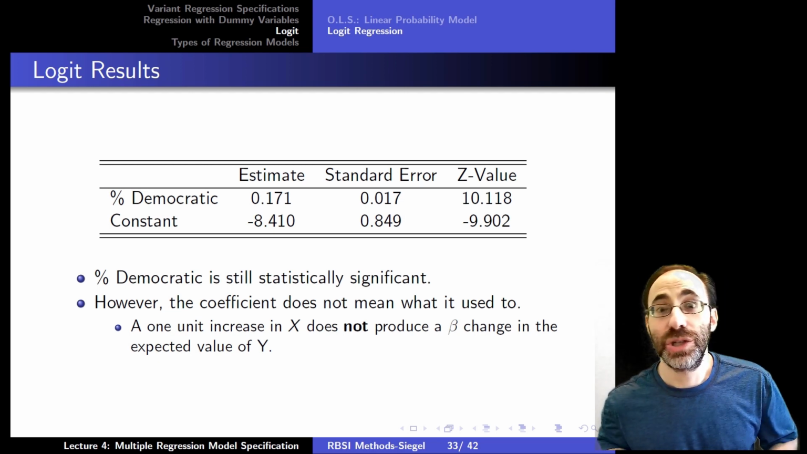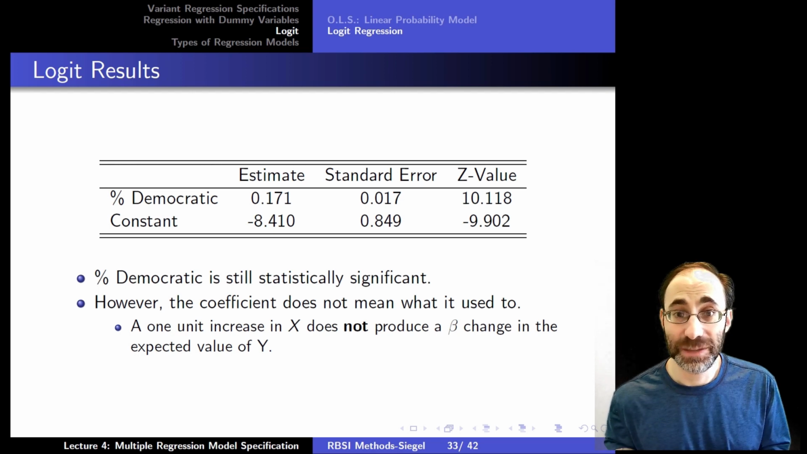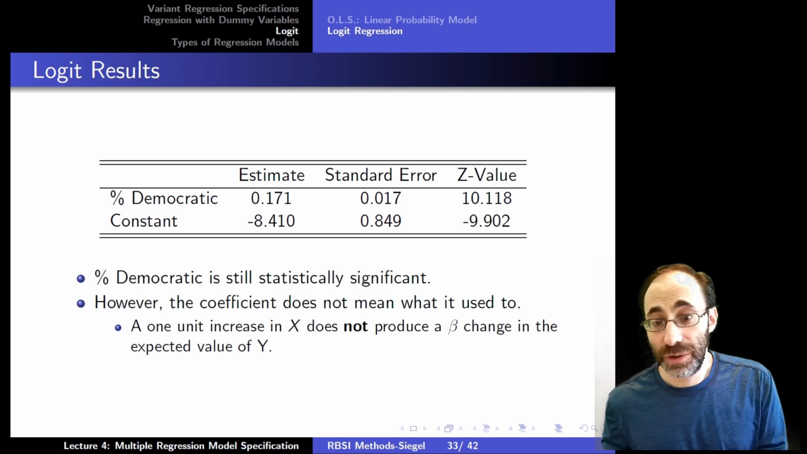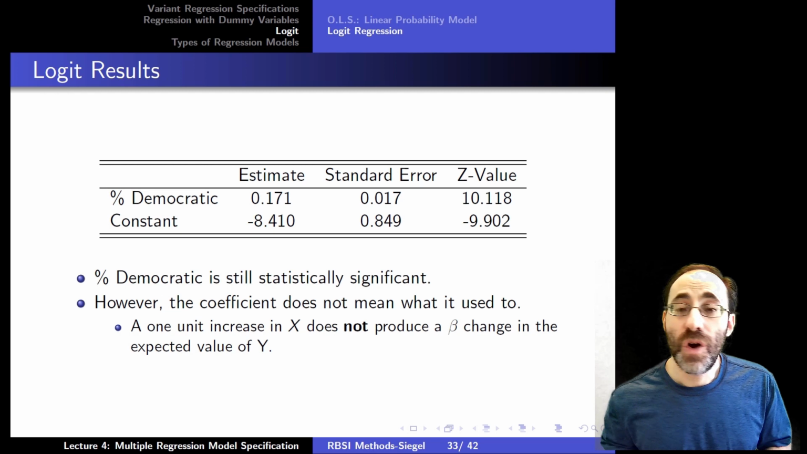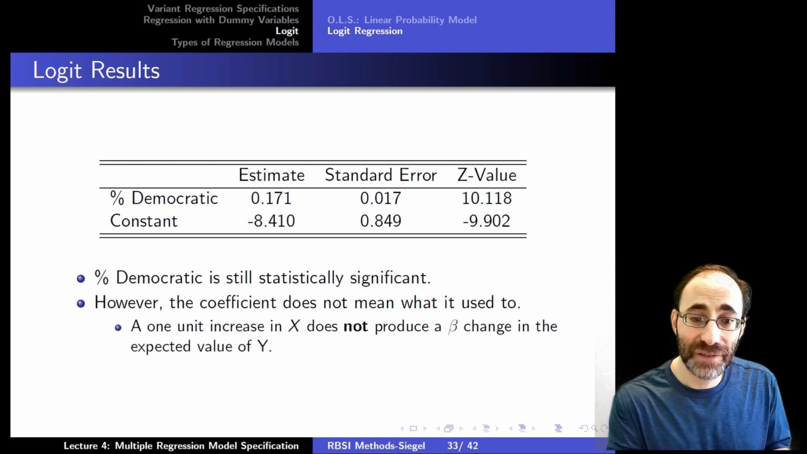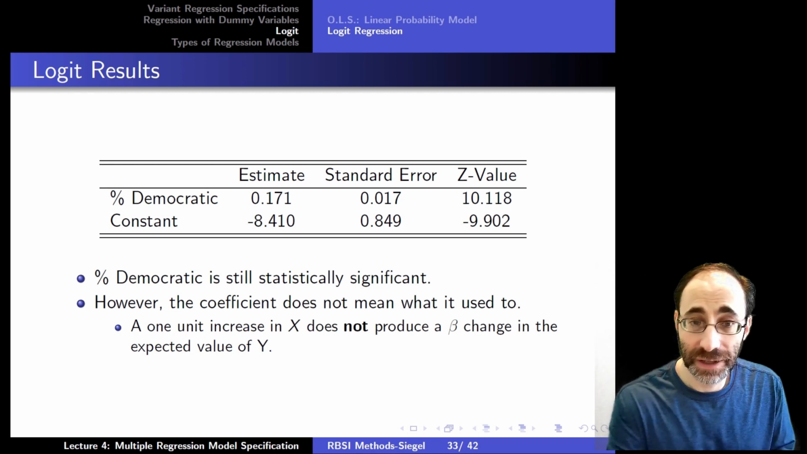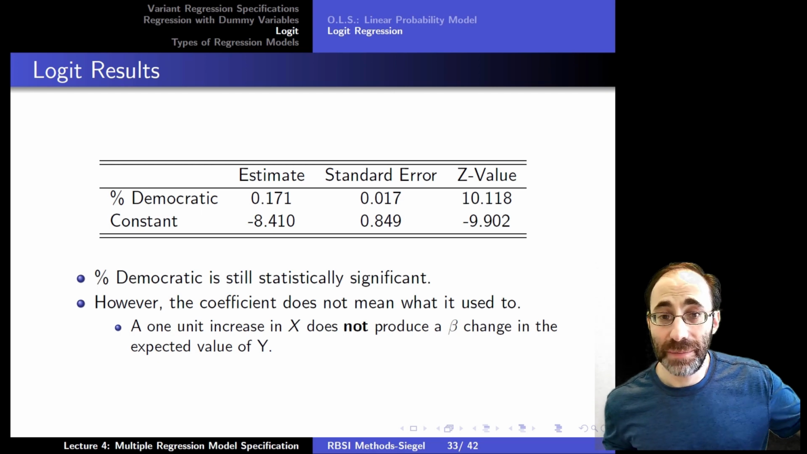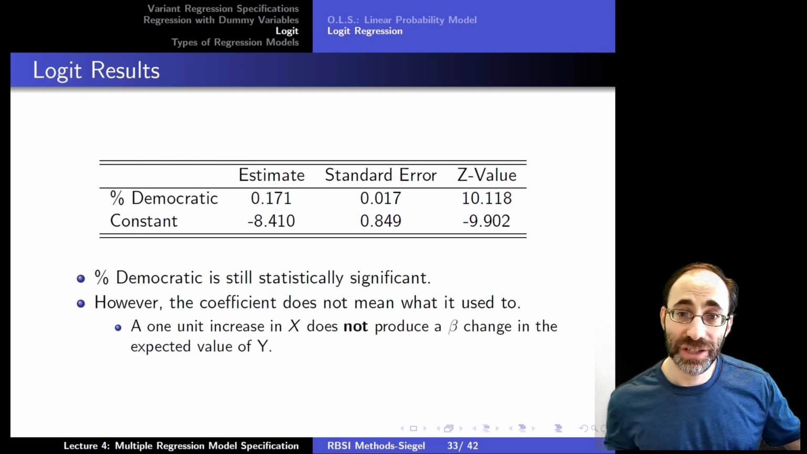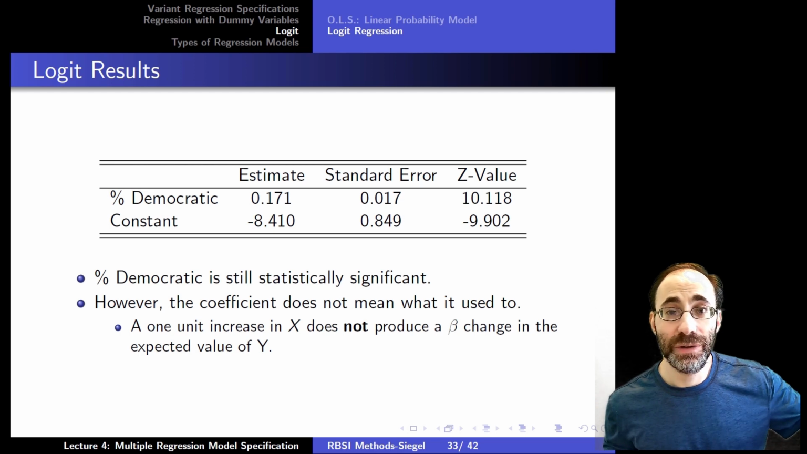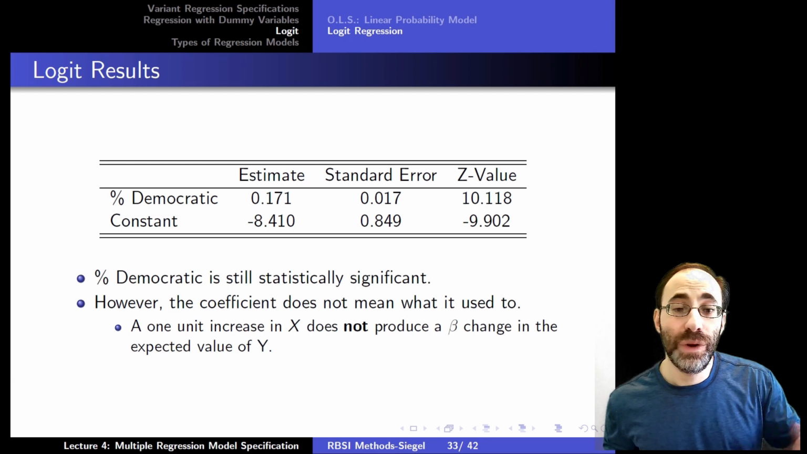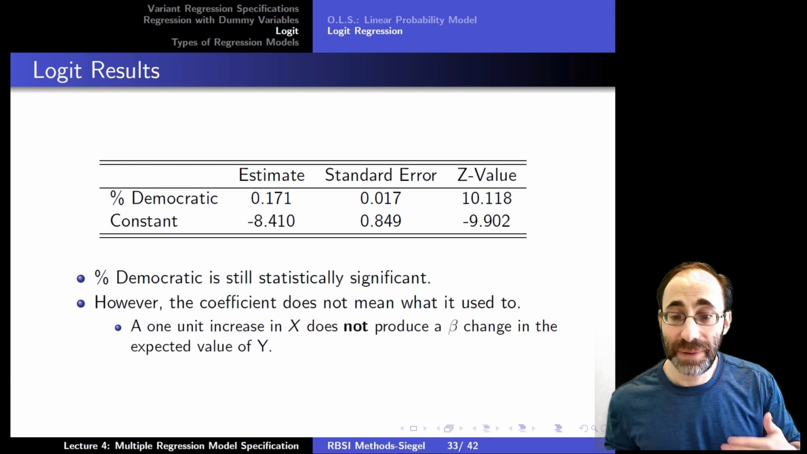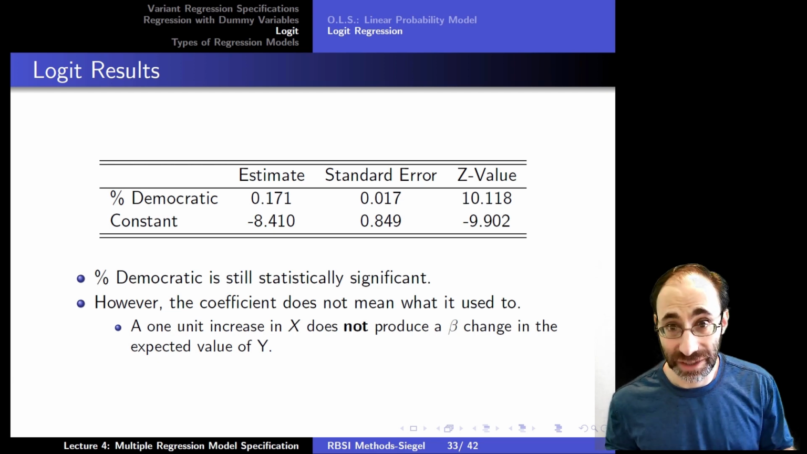What has changed is how we interpret the coefficient, the estimate of the coefficient. It is no longer the case that a 1 unit increase in x produces a beta change in the expected value of y, or even in the expected probability of getting a value of 1 for y. Whereas the linear probability model kept a nice interpretation in which a 1 unit increase in x led to a beta increase in the probability of getting y equals 1, a 1 unit change in x does not produce that beta change in y. It is more complex than that.